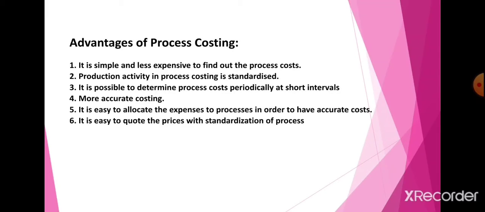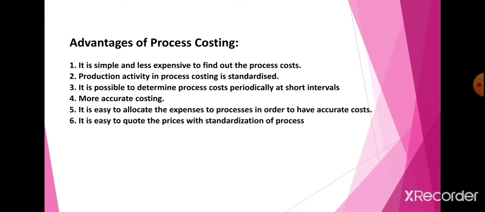It is simple and less expensive to find out the process cost. Due to the simplicity of the cost records, process costing involves less effort and expense in accounting. Second, production activity in process costing is standardized. Hence, managerial control and supervision becomes easier. It is possible to have managerial control by evaluating the performance of each process.